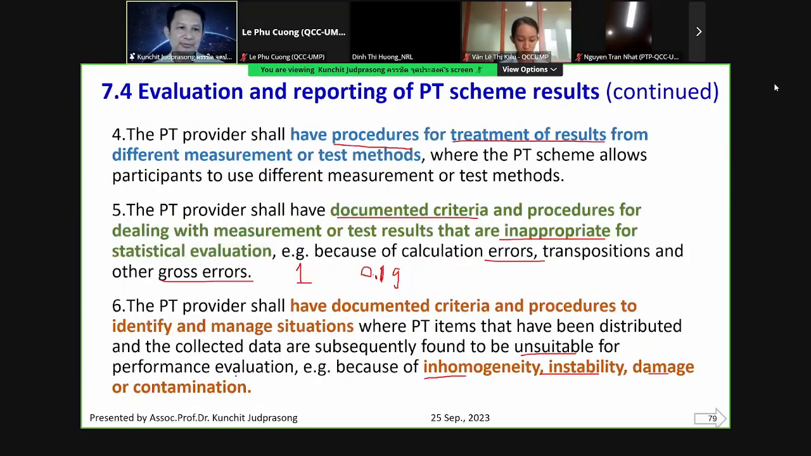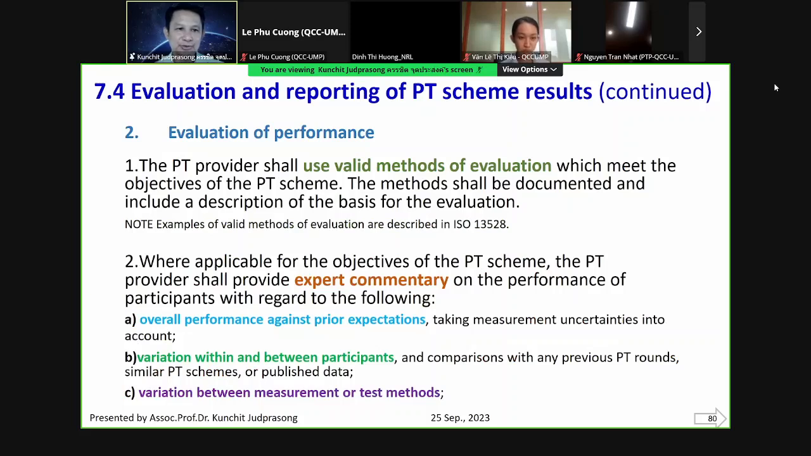From 7.4.2 on the evaluation of performance, the PT provider shall use a valid method of evaluation which meets the objective of the PT scheme. This method shall be documented and include a description of the basis of evaluation. So the valid evaluation is described in 13.2a. It depends on you, the evaluation.